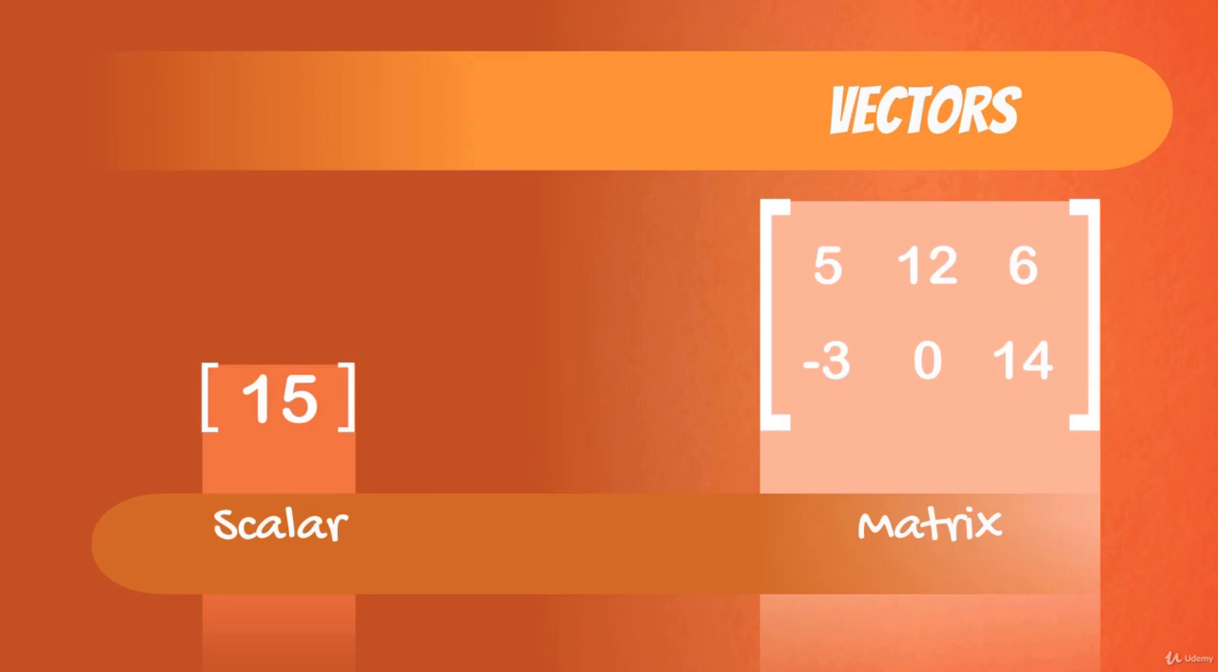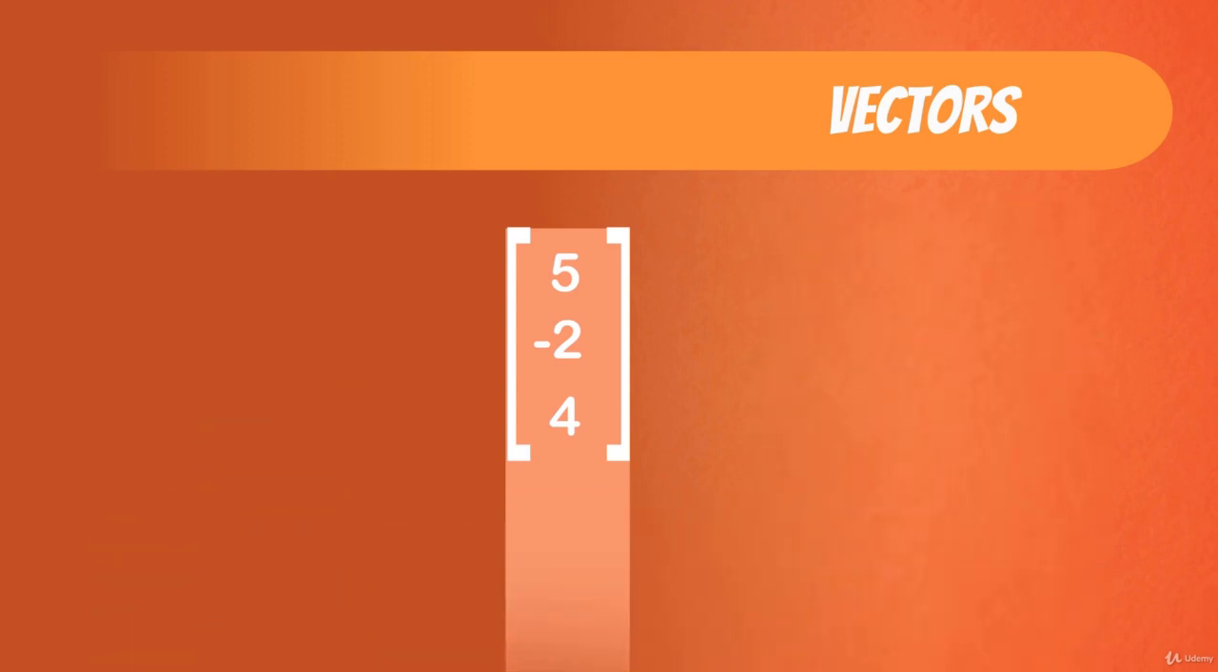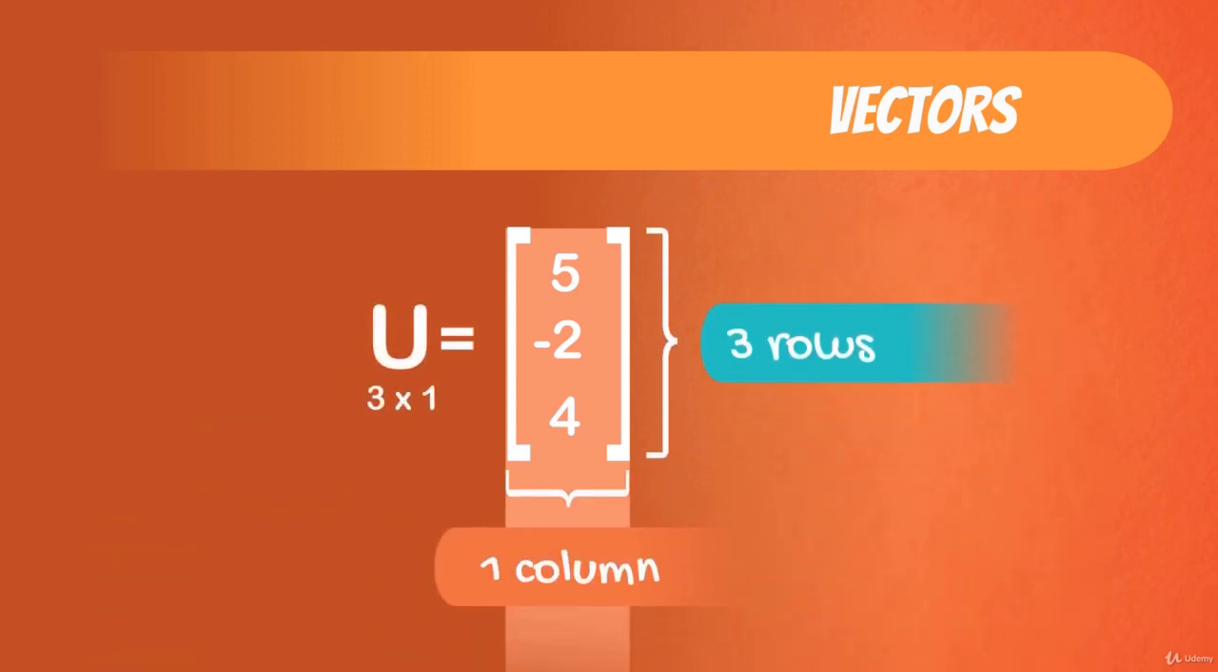All right. Next on our list are vectors. Vectors are also very common objects in linear algebra. They sit somewhere between scalars and matrices as they have one dimension. Here's a vector with three elements: 5, -2, and 4. Notice that this vector is nothing more than a 3x1 matrix. Its single dimension is the number of rows it has.